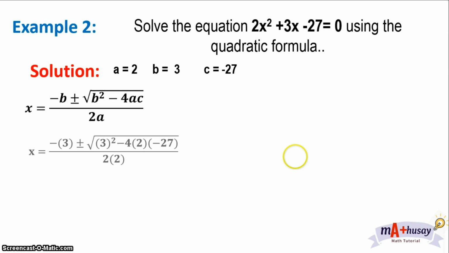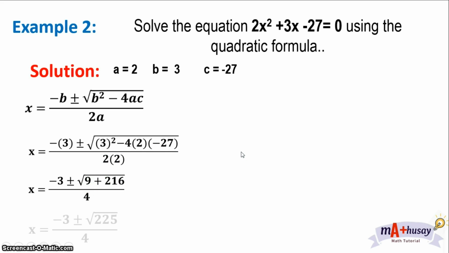So we have the negative of 3 plus or minus the square root of 3 squared, dahil ang b natin is 3, minus 4 times 2 times -27, all over 2a. So, we simplify this, we'll have negative times 3, -3. Plus or minus, we have 3 squared, which is 9. Now, -4 times 2 is -8. Times the -27, it's 216. Sa denominator, we have 2 times 2, which is 4.